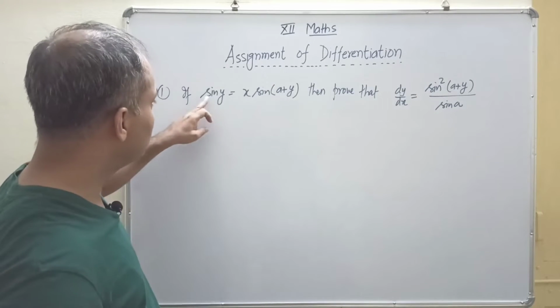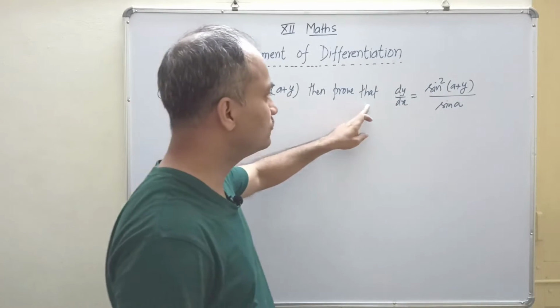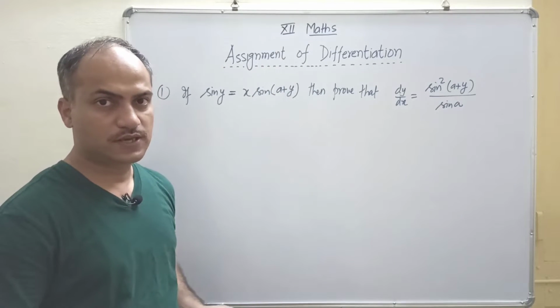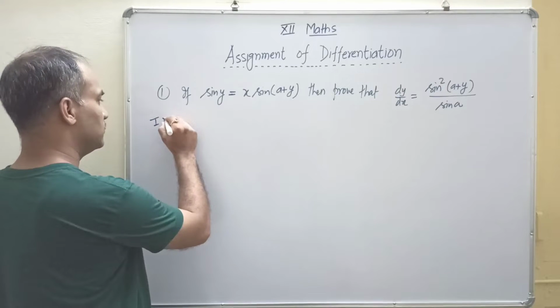Here we are given that sin y is equal to x into sin(a plus y), and we have to prove that dy upon dx is equal to this one. There are two approaches to do this question. Let us see them. First method.